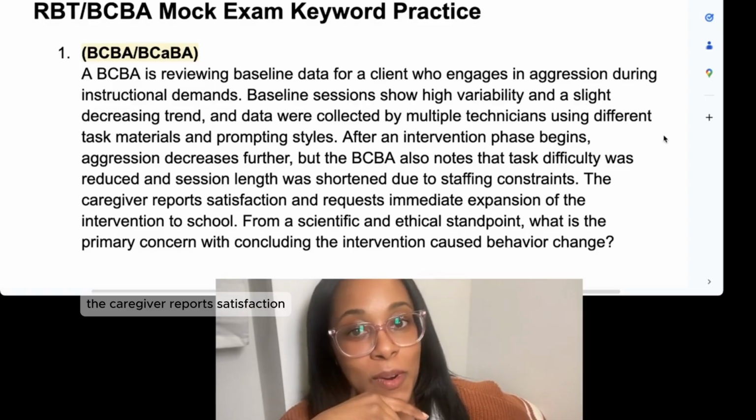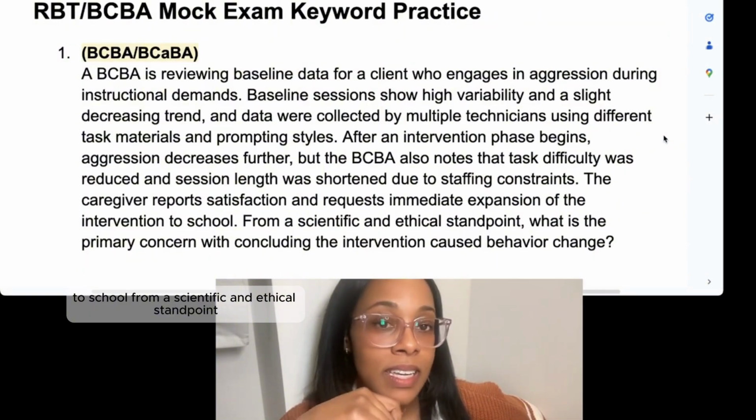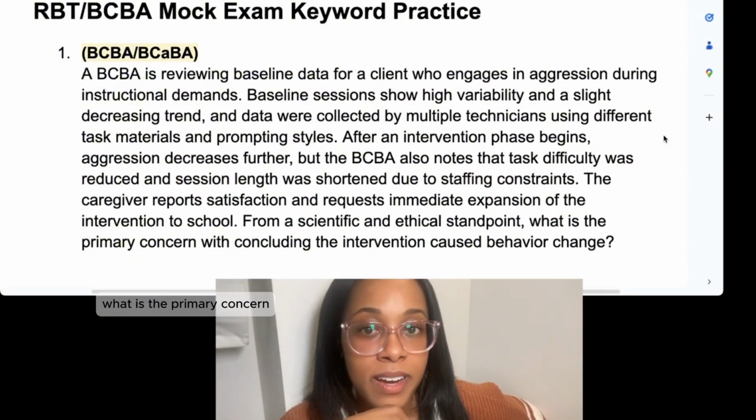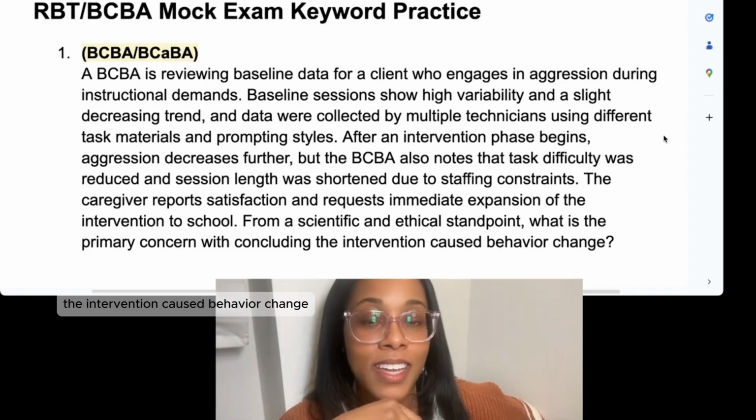The caregiver reports satisfaction and requests immediate expansion of the intervention to school. From a scientific and ethical standpoint, what is the primary concern with concluding the intervention caused behavior change?